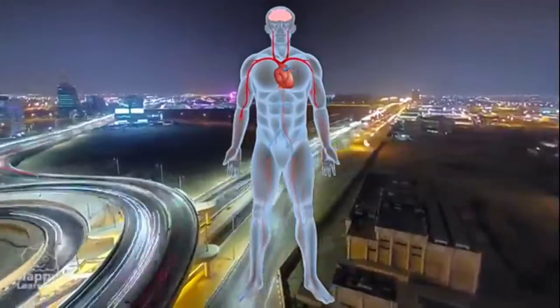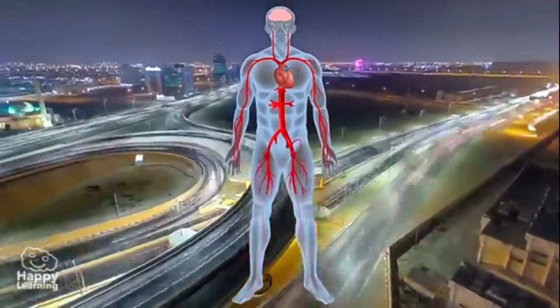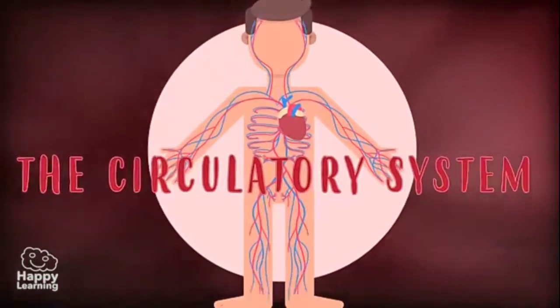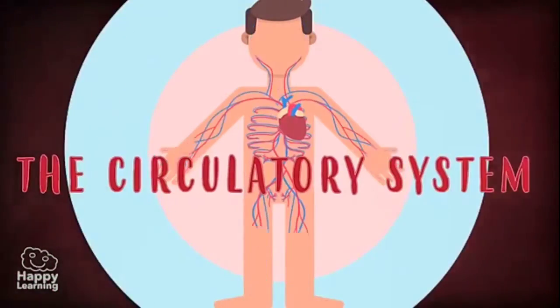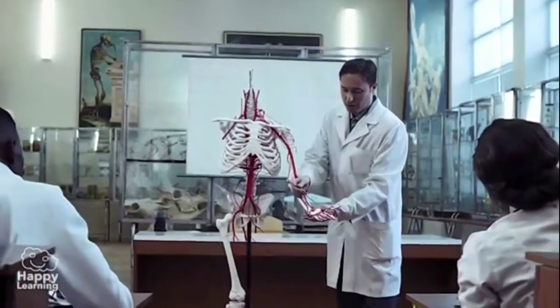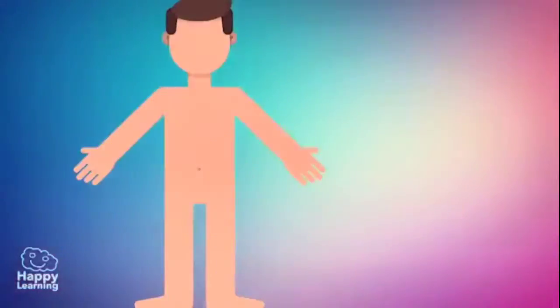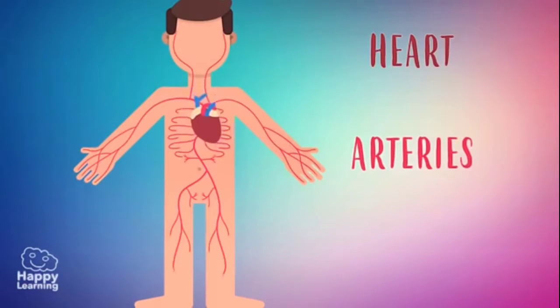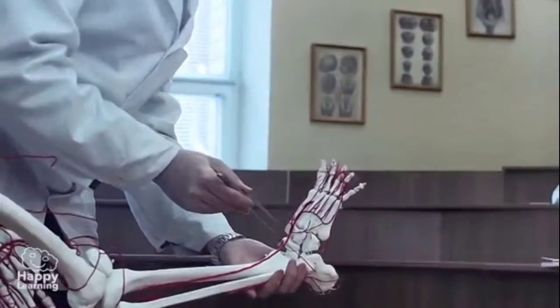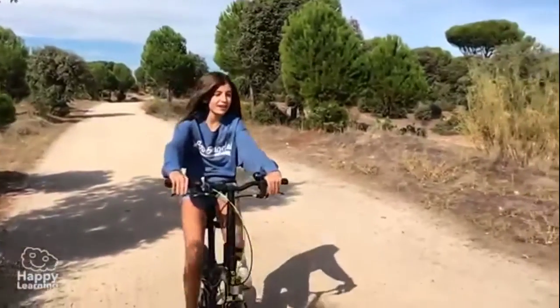Hello friends! Welcome to a new Happy Learning video. Today, we're going to learn about the circulatory system of the human body. The main function of the circulatory system is to carry through the blood the nutrients to the cells of our body. It is formed by the heart, arteries and veins, and its proper functioning is essential for us to have good health.